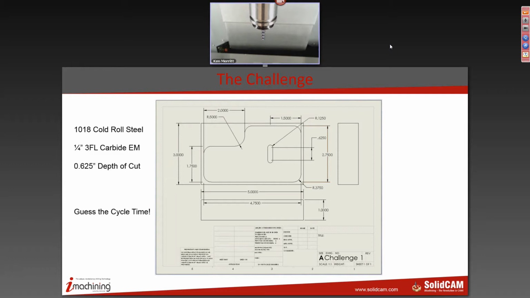We want everybody to guess the cycle time. If you were to take a part like this, you see the sizes here on the screen, and you were going to use a 1/4-inch 3-flute end mill in 1018 cold roll steel, and you had to cut a full 5/8 of an inch deep, whether you do that in multiple steps or in one step, give us your best guess at what you think the cycle time is going to be on this. And the winner is going to win some money.